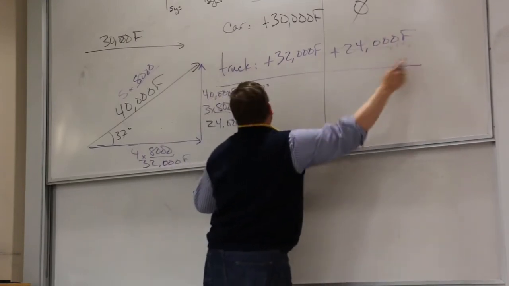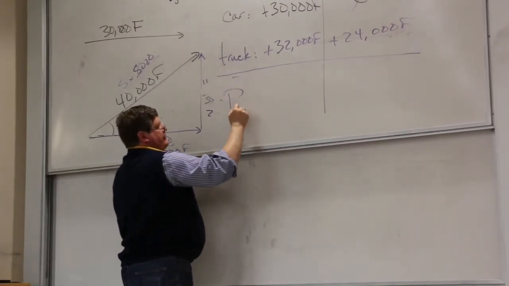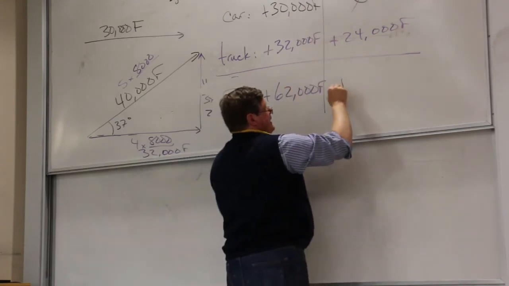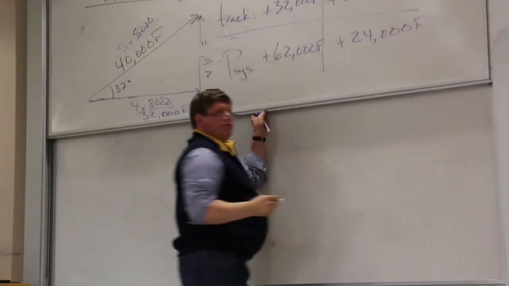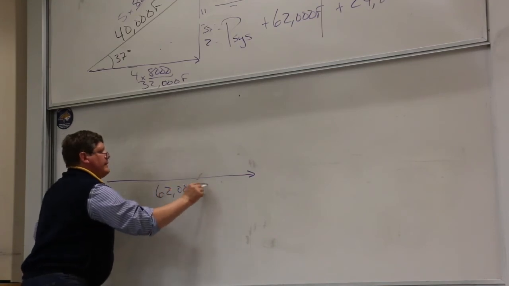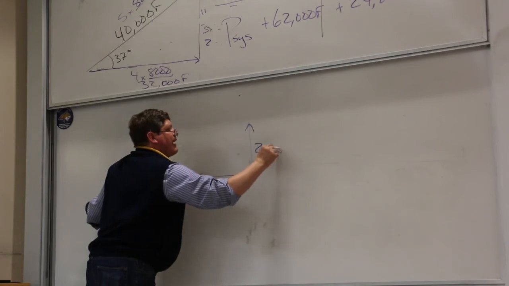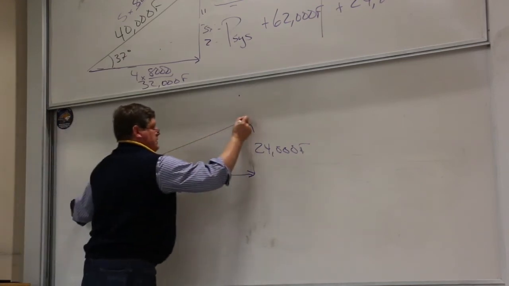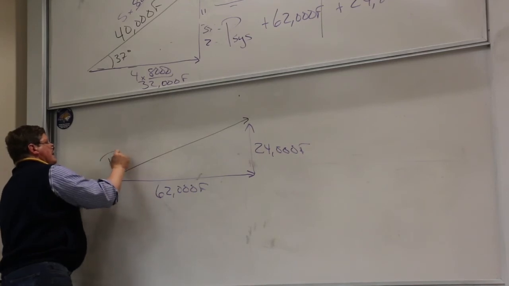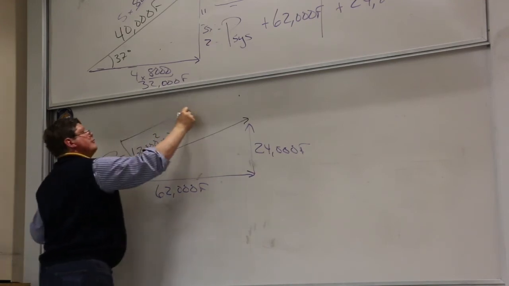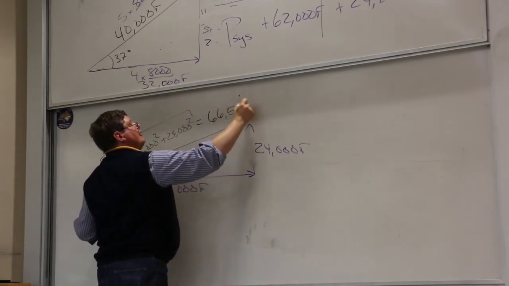Now, I can add these up to get the momentum of the system. I add this up and I get a positive 62,000. And I add that up and I get a positive 24,000. Now, what that means is that when I look at the momentum of the system, it has an x part that is 62,000. It has a y part that's 24,000. And that means that the actual momentum of the system is going to be 62,000 squared plus 24,000 squared square root, and that's going to be 66,500 francs.